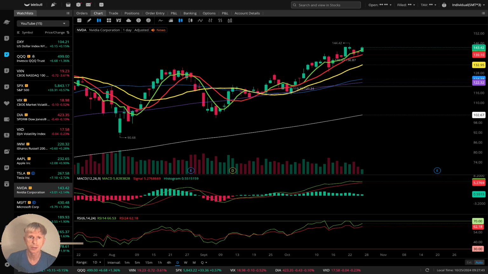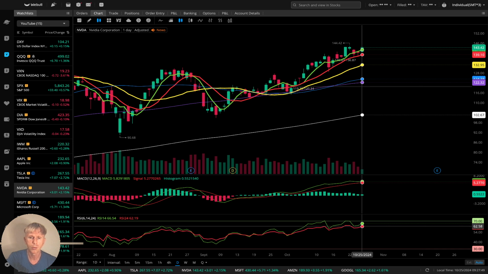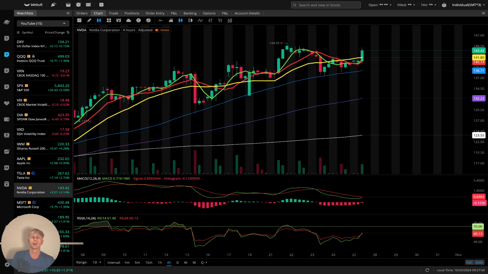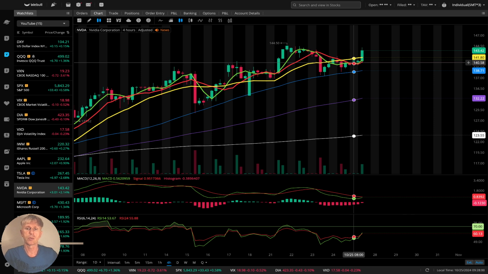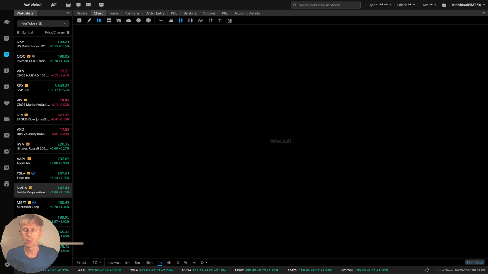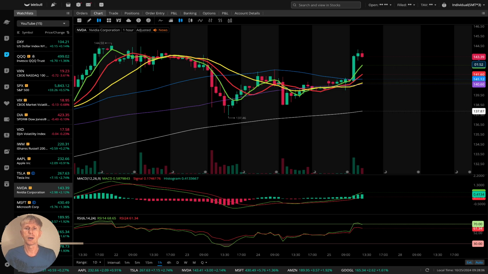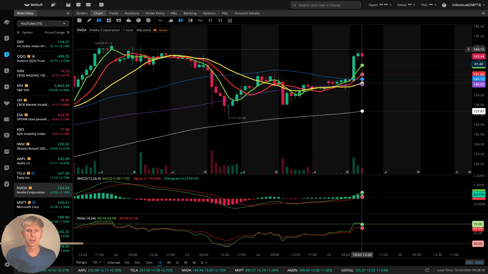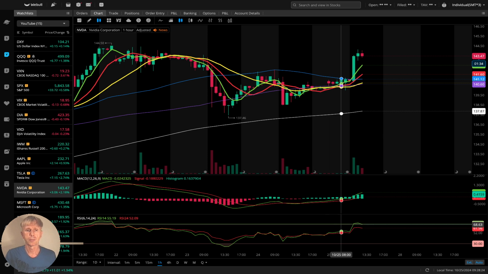NVIDIA daily, last bar still above all moving averages, still in bullish territory, bullish trend, RSI close to overbought territory. 4 hours time frame, bullish reversal after the sell-off. And 1 hour time frame, after the sell-off, it did bounce. Now the last bar is above all moving averages, still bullish, RSI in overbought territory, and it's building bearish divergence.